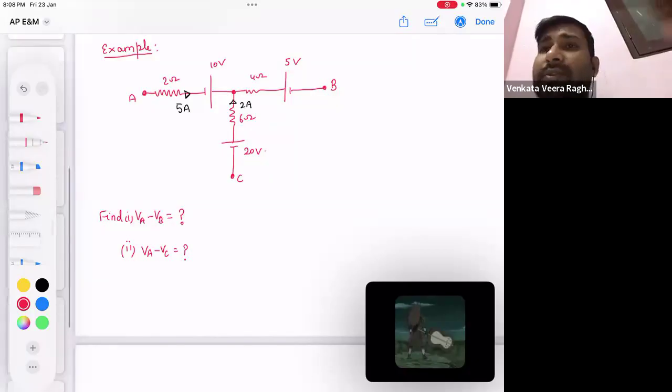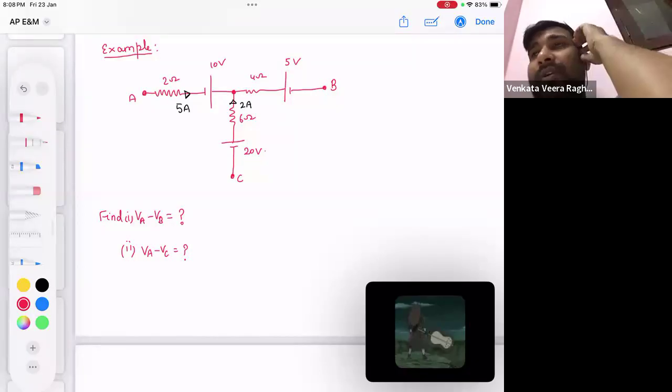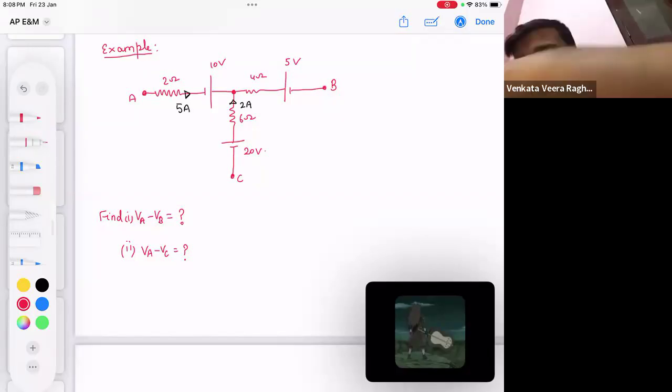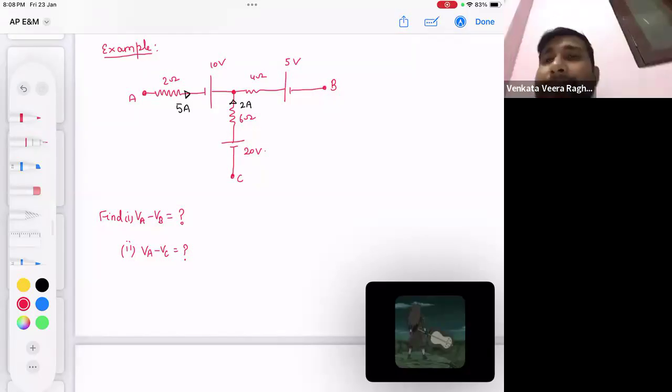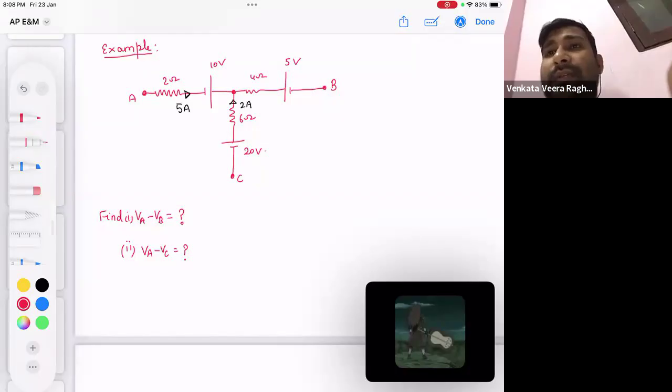First, solve a few questions using Kirchhoff's junction law and Kirchhoff's voltage law. After that, one more method is a kind of shortcut method, where we will learn the nodal method to solve questions. So we should know both methods. Please tell me how much VA minus VB comes to, and what VA minus VC comes to.